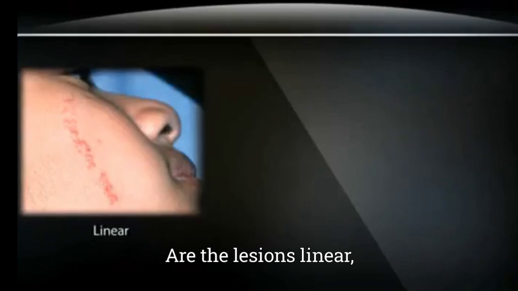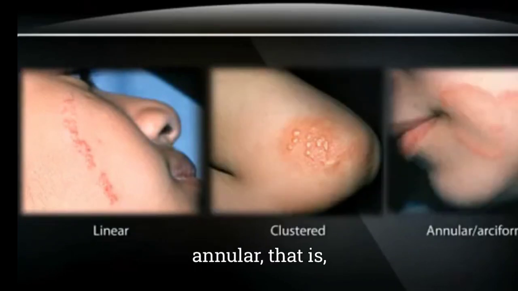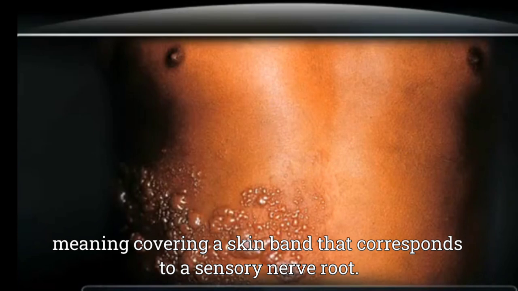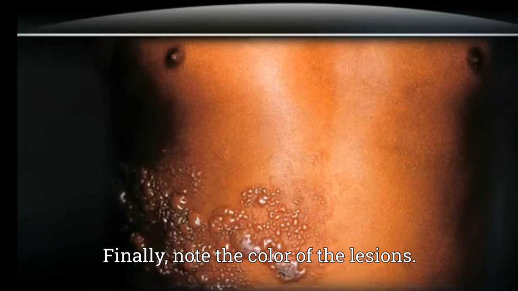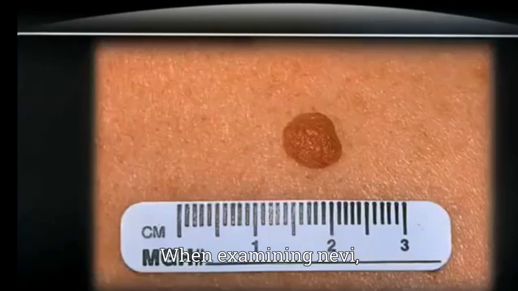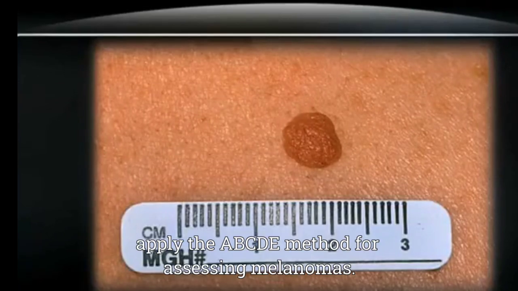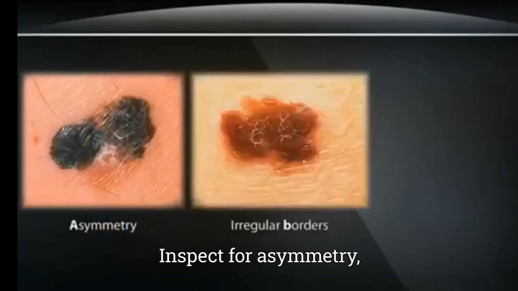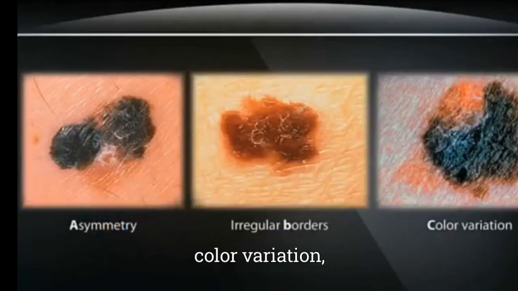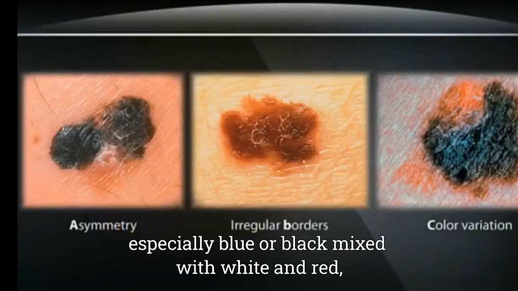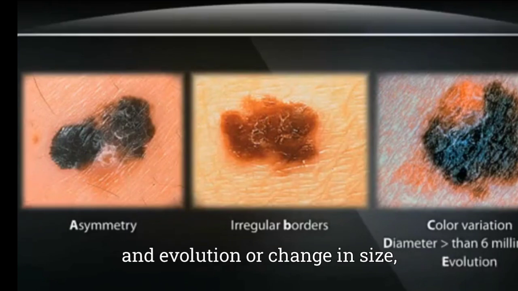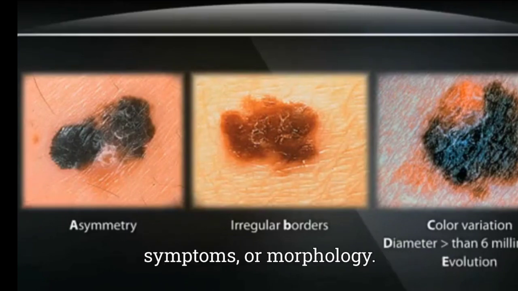Are the lesions linear, clustered, annular, that is, in a ring, arciform, that is, in an arc, or dermatomal, meaning covering a skin band that corresponds to a sensory nerve root? Finally, note the color of the lesions. When examining nevi, apply the ABCDE method for assessing melanomas. Inspect for asymmetry, irregular borders, color variation, especially blue or black mixed with white and red, diameter larger than 6 millimeters, and evolution or change in size, symptoms, or morphology.